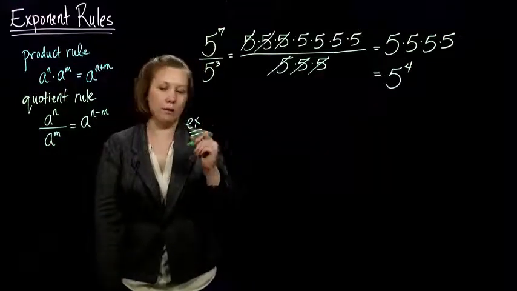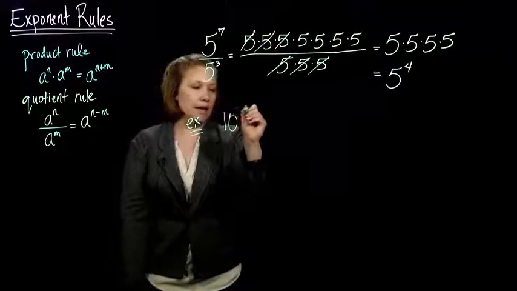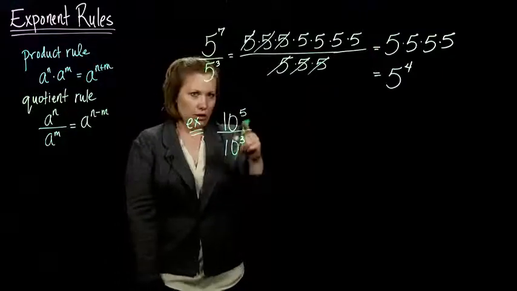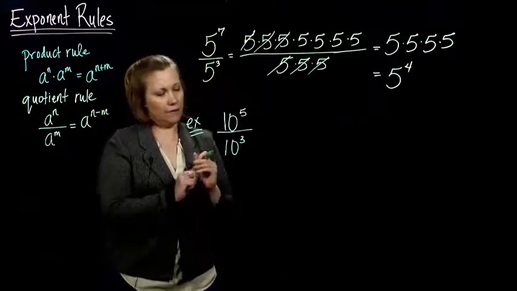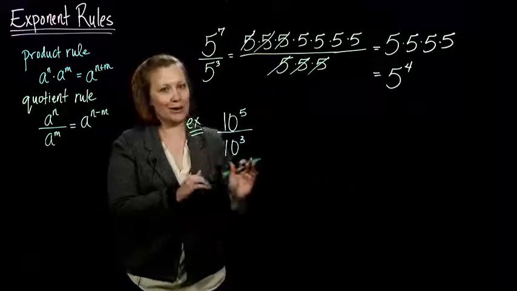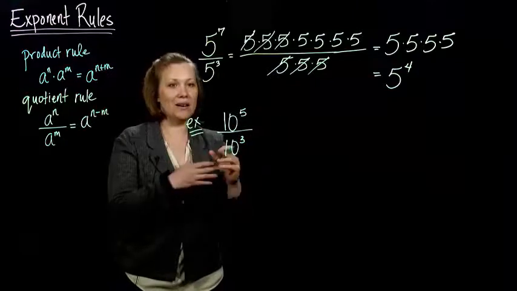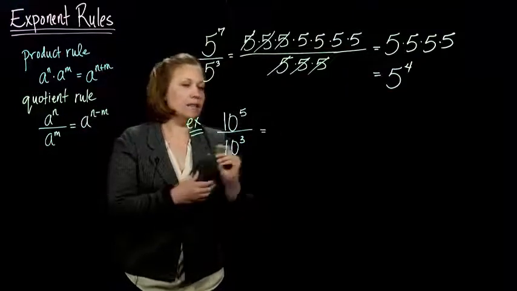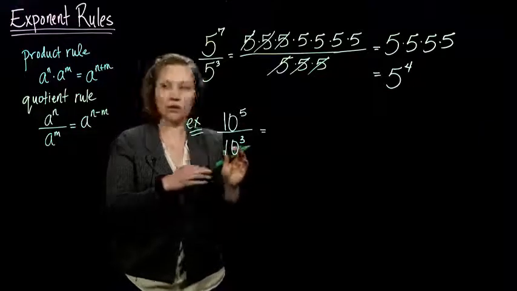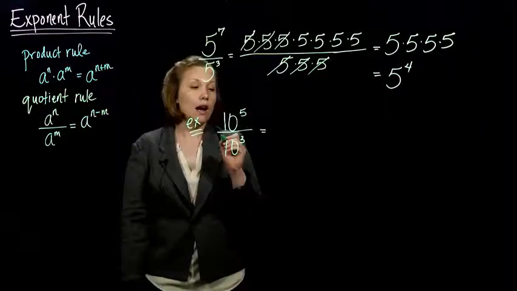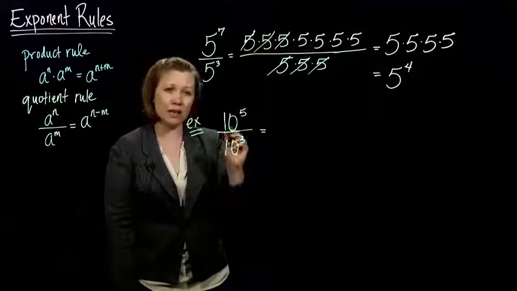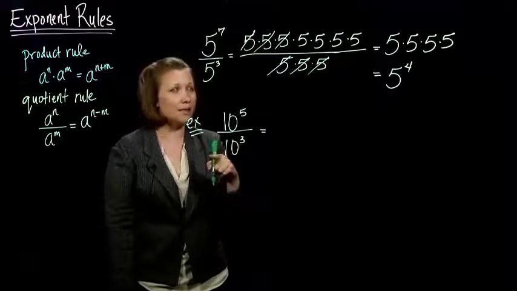A quick example. So if I had 10 to the 5th divided by 10 to the 3rd, you could multiply out 10 to the 5th and then multiply out 10 to the 3rd and divide it using order of operations. But that's a lot of work. So I'm going to use my handy-dandy quotient rule. I see I've got the same base on the top and the same base on the bottom. It's really important that the bases match, otherwise this doesn't work.